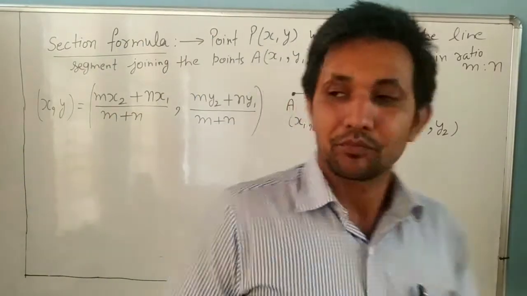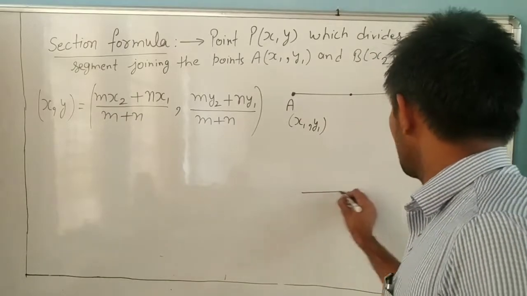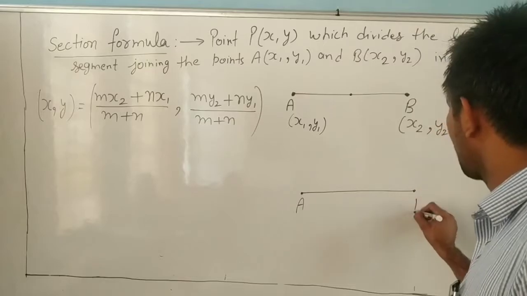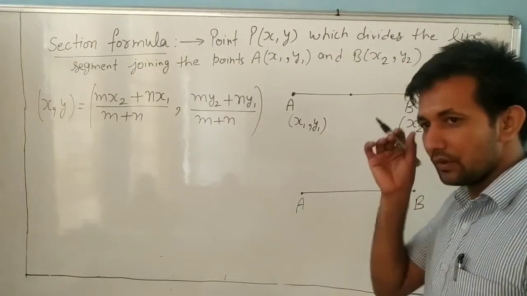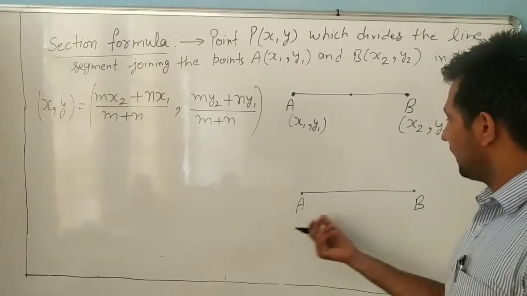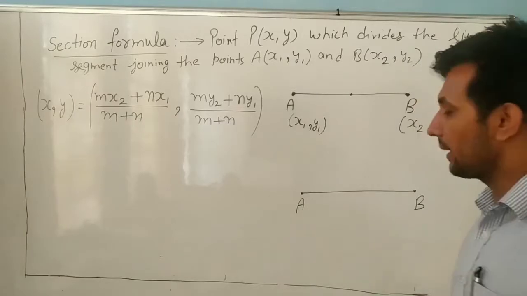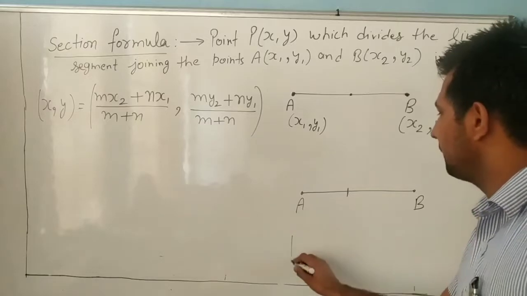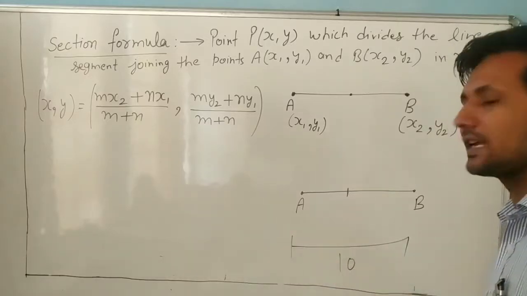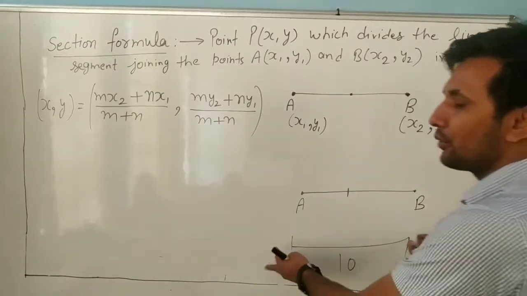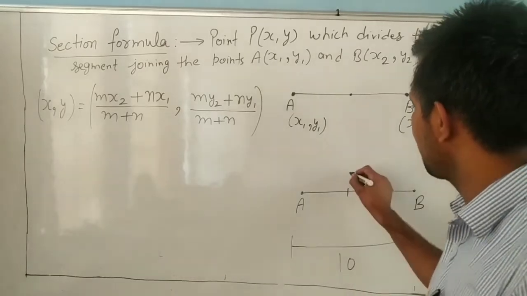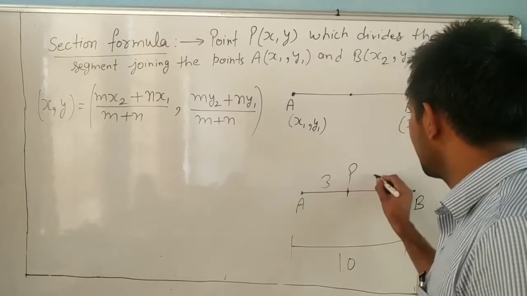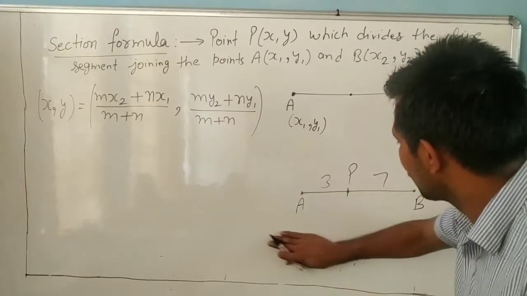Look at, suppose you have a line segment AB, whose end points are A and B. Everyone knows A and B. AB is a line segment, okay. And suppose a point P. Suppose the total distance between A and B is 10 centimeter. And here I am taking one more point, and A to P is 3 centimeter. It is 7 centimeter.